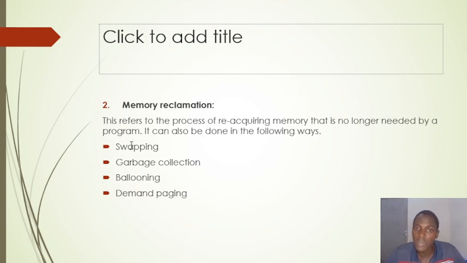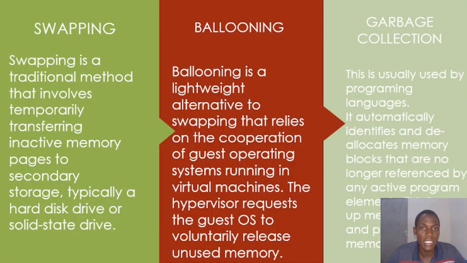Then the other scheme of memory management is memory reclamation. Memory reclamation refers to the process of reacquiring memory that is no longer needed by a program. So if a program requested a particular storage and it is done running, how do we get control of this memory, or how do we transfer this memory back to the central depository? It can be done in various ways. That is, we have swapping, garbage collection, ballooning, memory paging, very many. But below I explained a few: swapping, ballooning, and garbage collection.